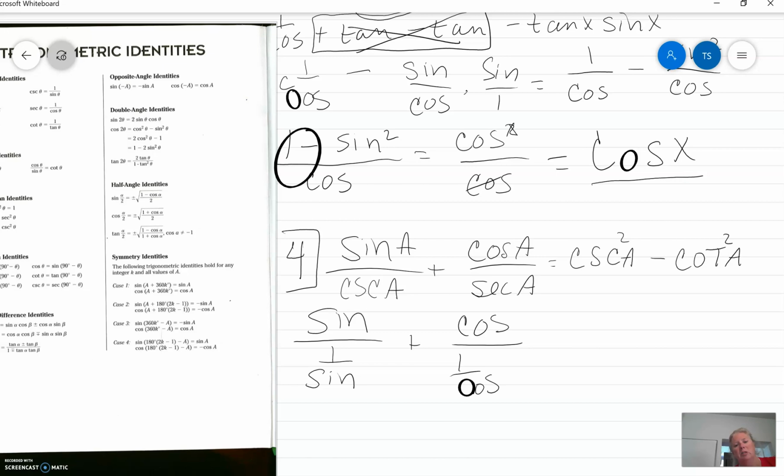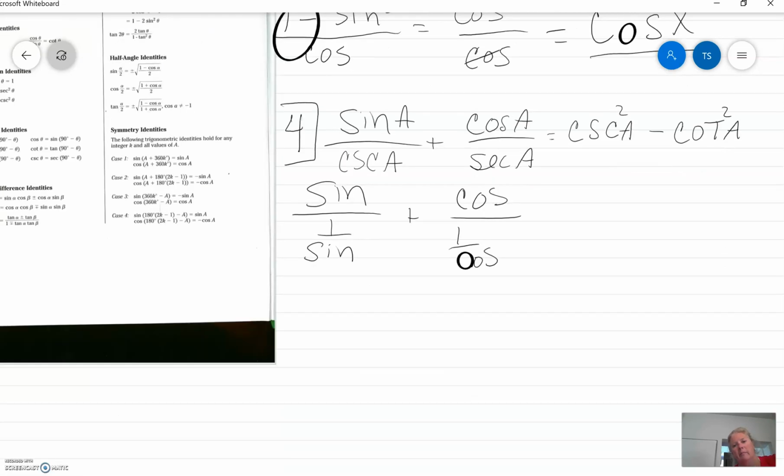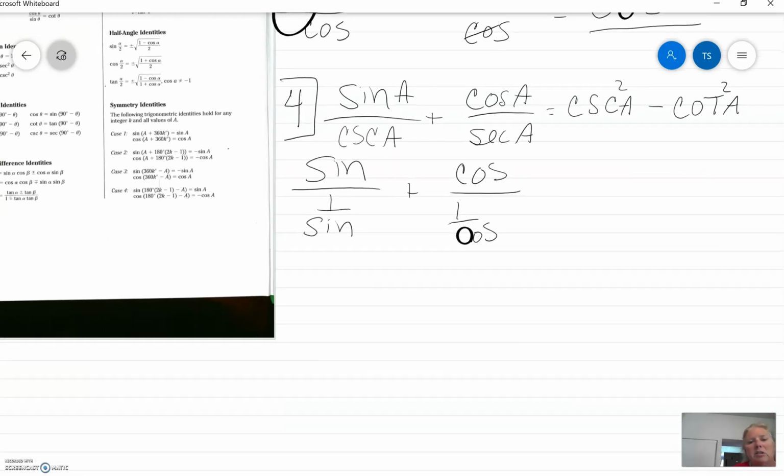We're going to keep change flip. So when we keep change flip, this is going to be sine times sine. This is going to be sine squared. This one also, there's that dang O again. It's driving me crazy. Get rid of the O. Okay, so here's the 1 over cosine. This one will also be cosine squared.